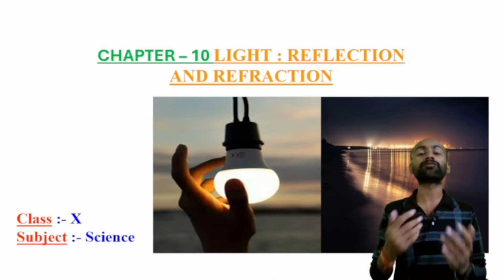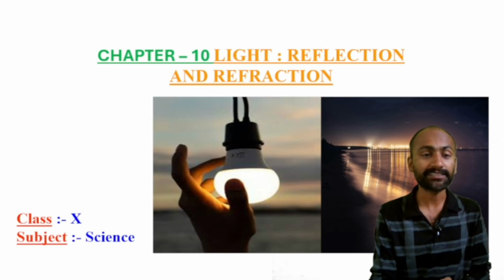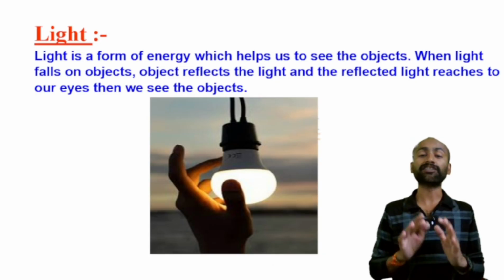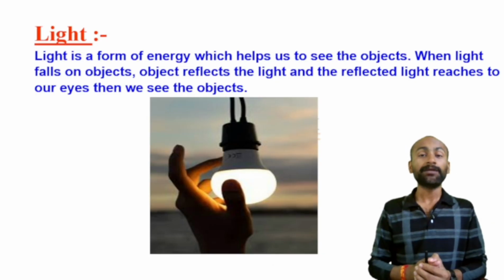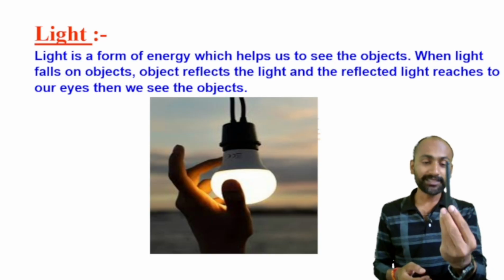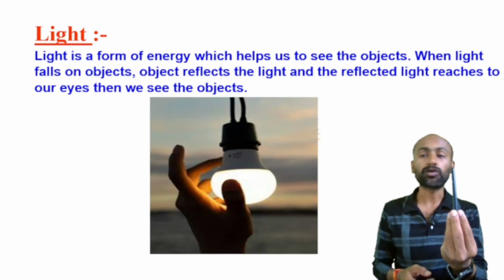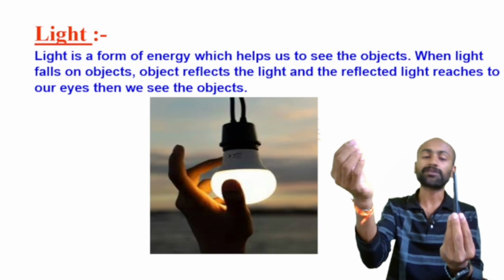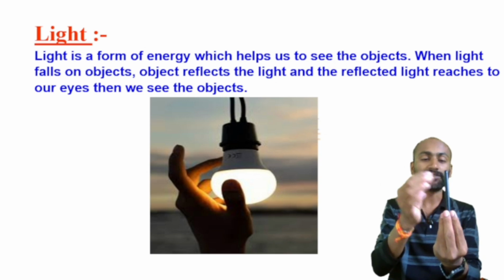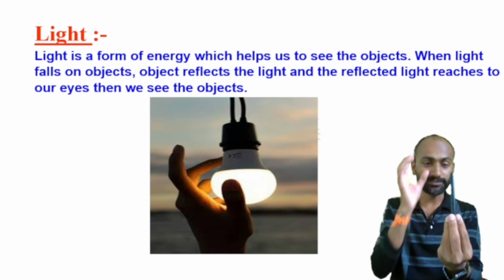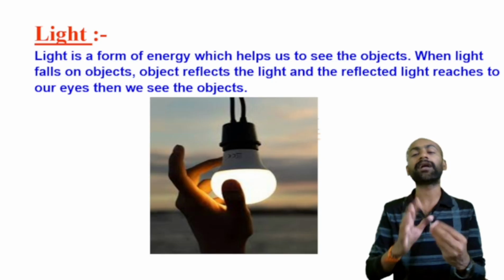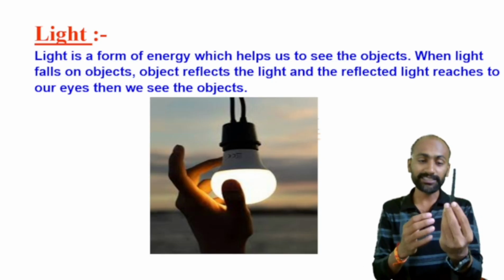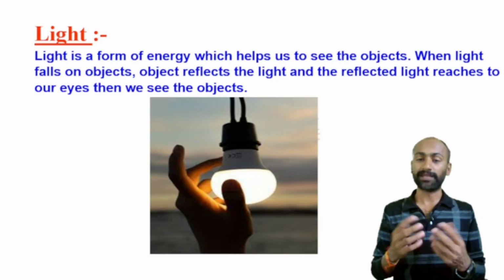So let me discuss what is light. First let's see what is light. Light is a form of energy which helps us to see objects. So when this is a non-luminous object, light will come from some other source and then it will strike the object, this object will reflect the light and it will reach our eye, and hence we can see that there is an object, right?